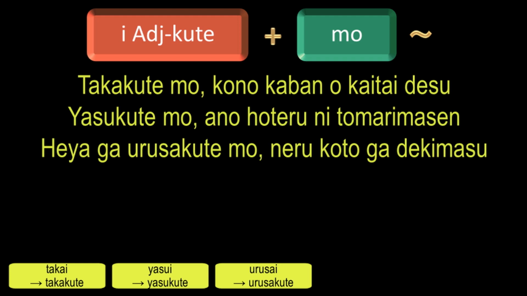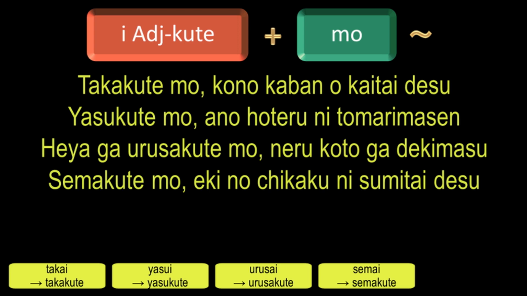Let me go to the next example. Semai means narrow, and in case of a room, it means small. By replacing the last e with kutte, we will get sema kutte. And by adding mo, we will get the expression sema kutte mo, which means even if it is small. And to say, even if it is small, I want to live close to the station. In Japanese, it will be Sema kutte mo eki no chikaku ni sumitai desu.